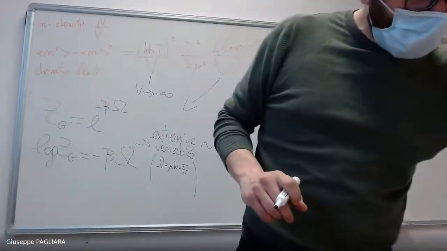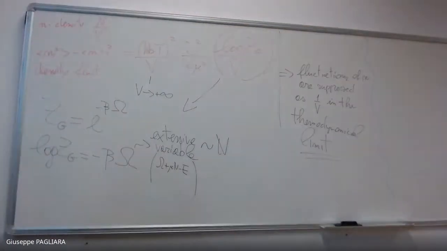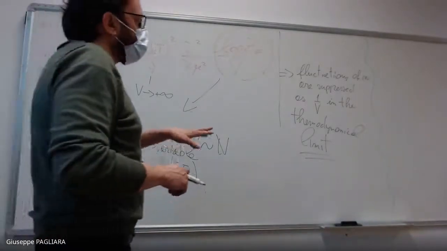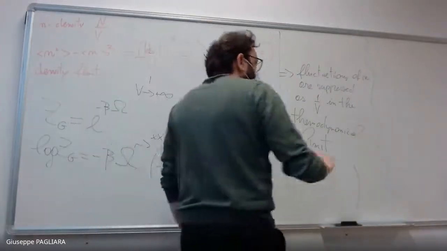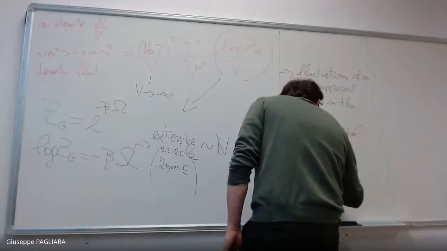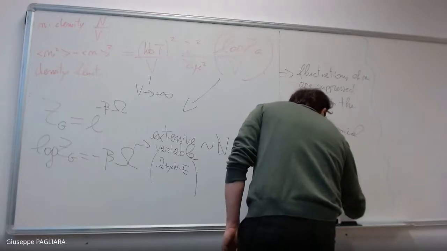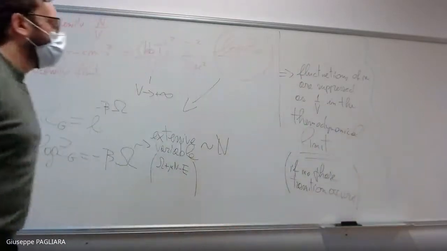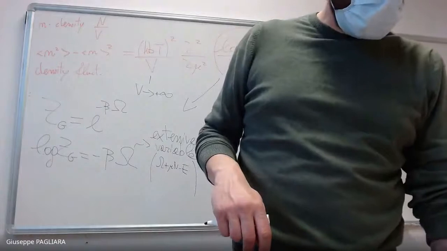Okay, so the situation is similar to the situation of the canonical ensemble, in which we have shown at some point that the fluctuations of the energy are suppressed, at least in the thermodynamical limit. Now, we will see later that actually this is correct if no phase transitions are here. And you will see why later. If no phase transition. In the case of phase transition, in particular second order phase transition, this is not true anymore.